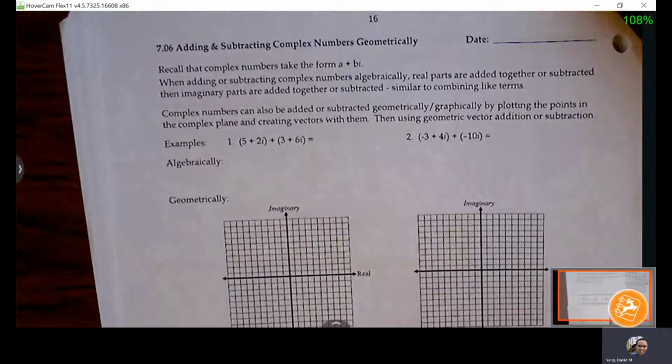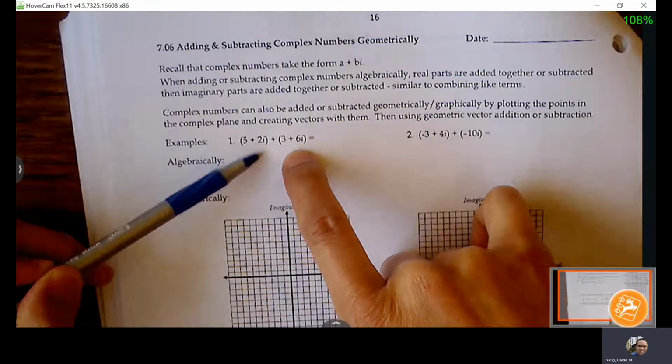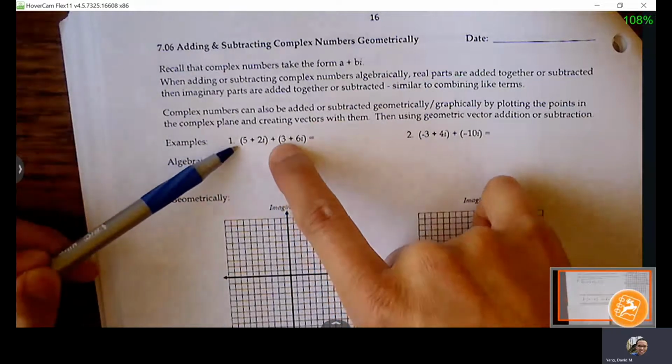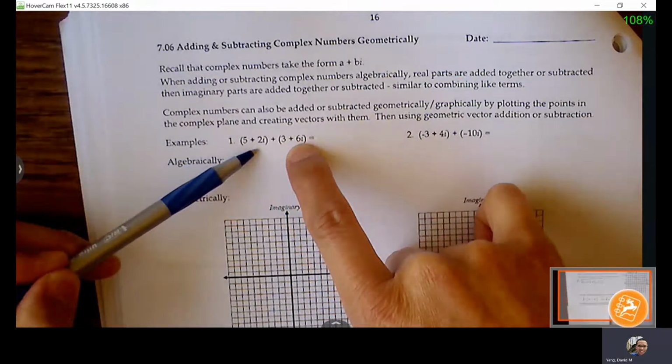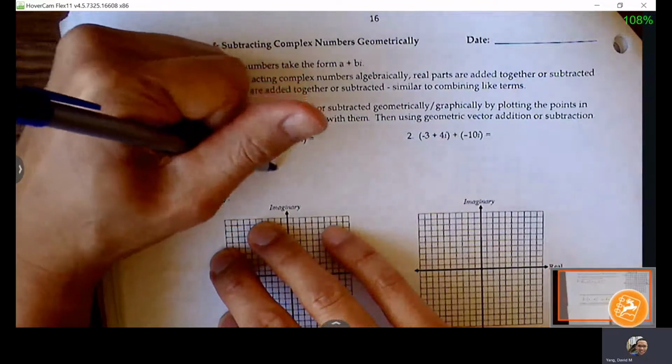So let's do the algebraic portion first. We're just going to add the like terms together, the real parts together, and then the imaginary parts together. So algebraically, the 5 and 3 can go together, and the 2 and the 6 can go together. Easy enough, right? 8 plus 8i.